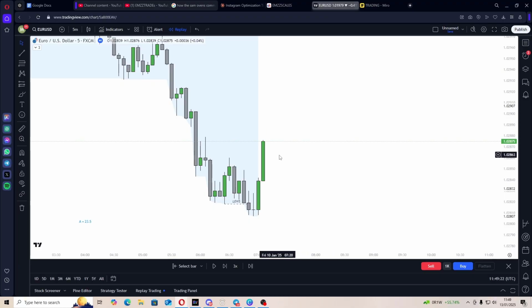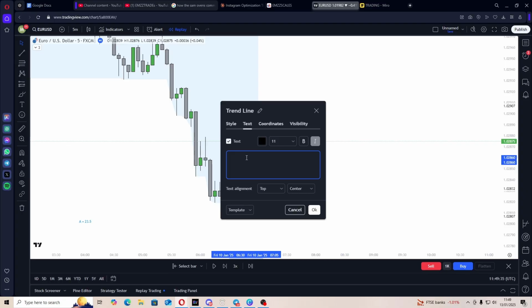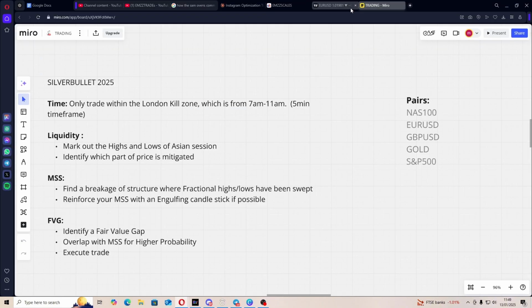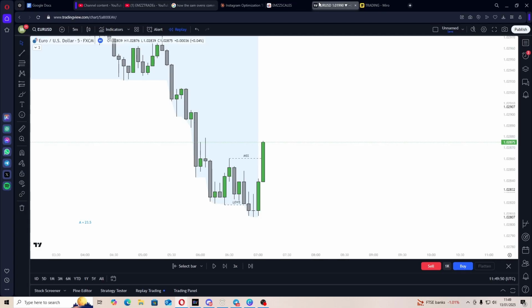Make sure you're listening very carefully now with me. Because once we got this big engulfing candlestick, we can see at the same time we got this market structure shift, because the candle before it and the candle after it did not go above it, which makes this the fractional high. So I'm going to mark this out as the market structure shift, the MSS. And now all I need to do is identify the fair value gap, and then I can overlap it with the market structure shift for higher probability, and then we execute the trade. That's all I need to do.